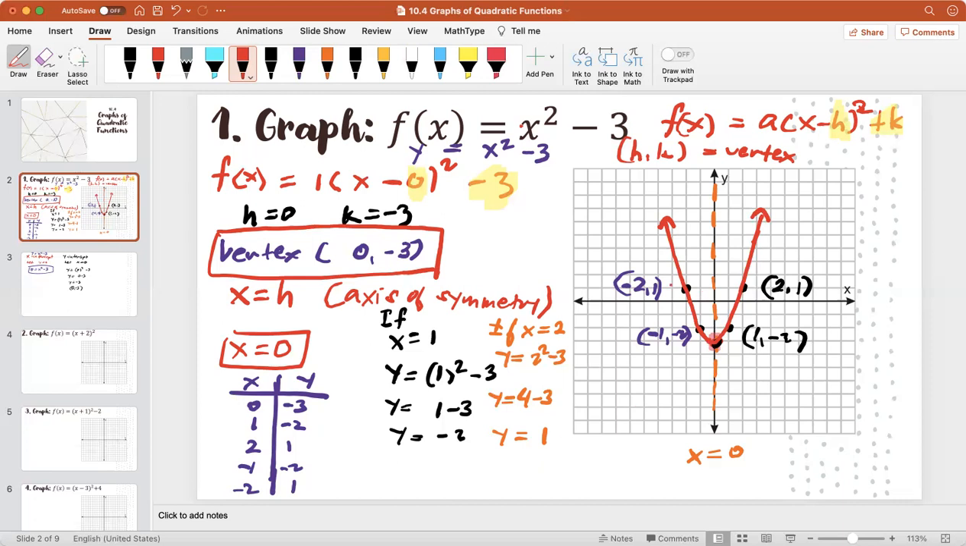And then find the mirror image of those points on the left. If you have points on the left, or if you have points on the right, find the mirror image. Just make sure you draw the axis of symmetry that will intersect your vertex. The vertex is either your lowest point in the graph or the highest point in the graph. And now this is our parabola.